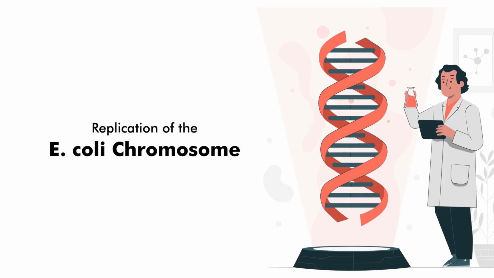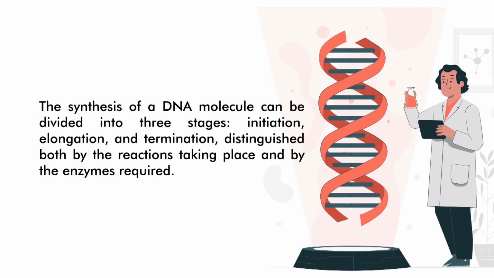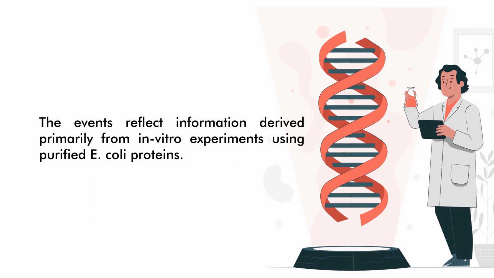So, replication in the E. coli DNA molecules can be divided into 3 stages. First is the initiation, second elongation, and third and the last stage is termination. For each step, different enzymes are required.